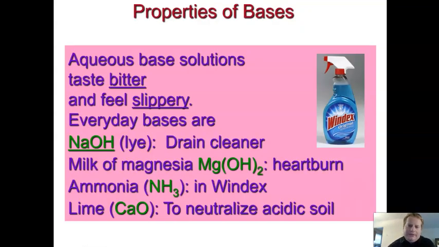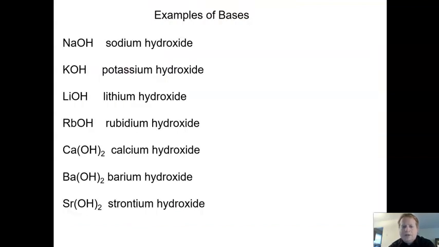Okay, so switching gears a little bit to bases. Now you may have some memory of what makes a base a base. They taste bitter, they feel slippery, and examples of them are sodium hydroxide, like what's in lye or drain cleaner, milk of magnesia, which is magnesium hydroxide that's used to treat heartburn, again to alleviate that acid, ammonia, which is in Windex, and calcium oxide, which is used to neutralize acidic soil. So here's a bunch of examples of bases.